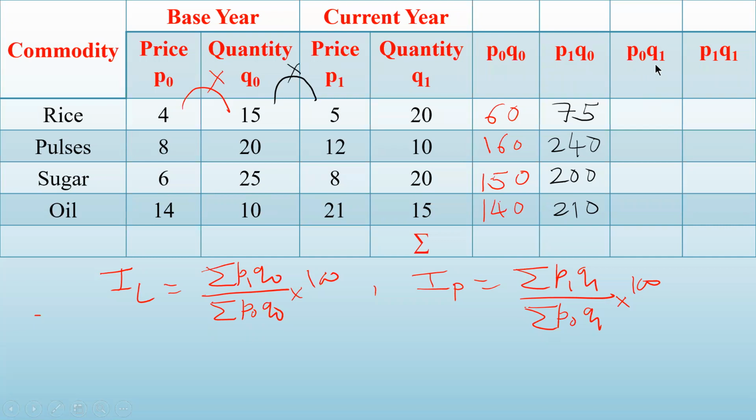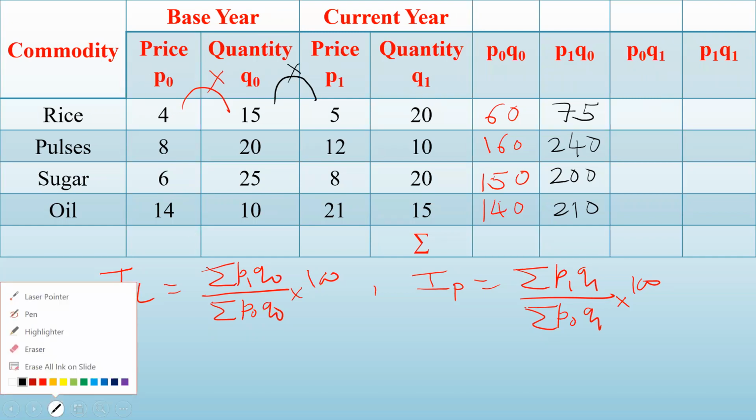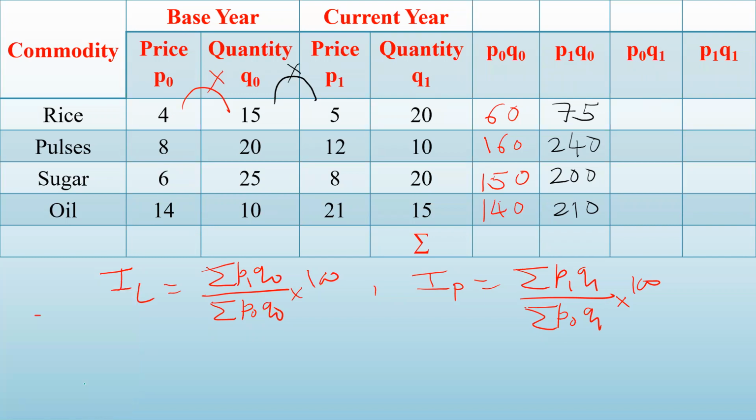Then P0 Q1. Here is P0 and here is Q1. So the first and the last column. If you want, you can use a different color. I want P0 and Q1. Multiply these two columns. So 4 into 20 will give me 80. 8 into 10, again 80. 6 into 20, 120. And 14 into 15, that will give me 210.